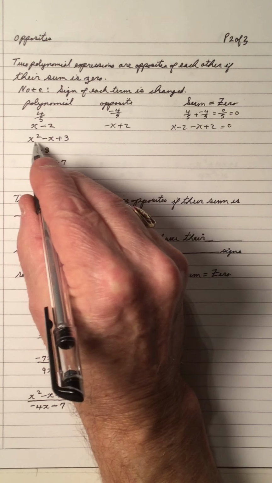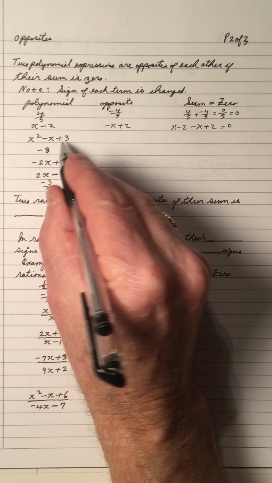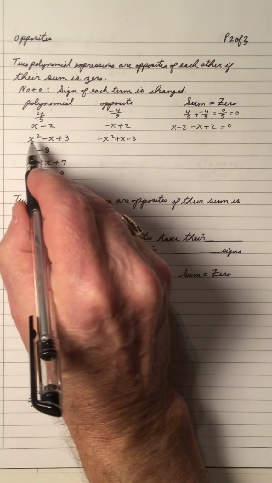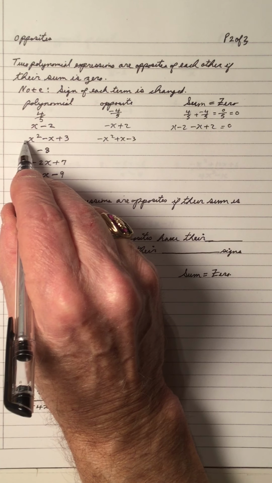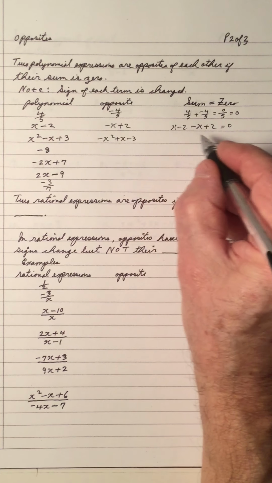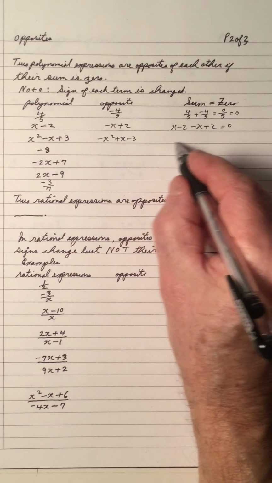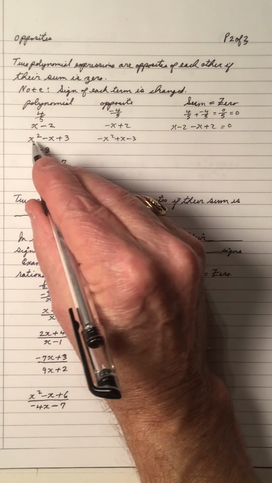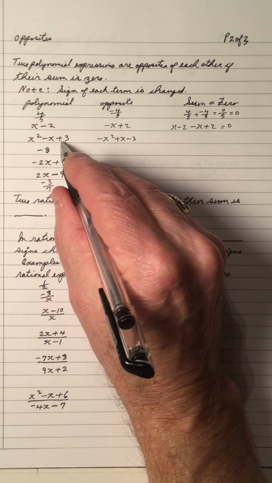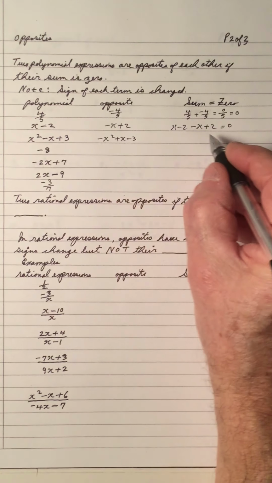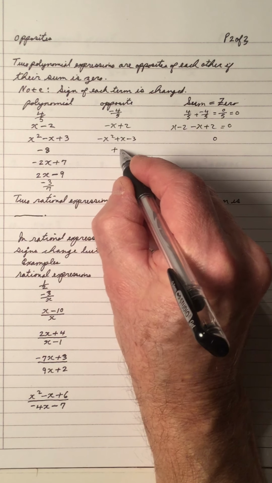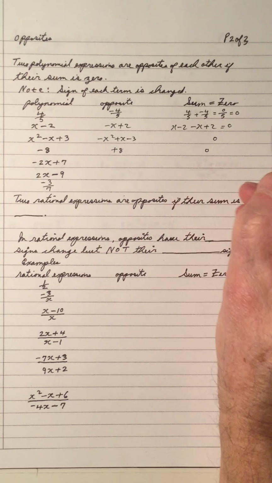And the opposite of x squared minus x plus 3 is negative x squared plus x minus 3. So we change all the signs. Make that a negative, make that a positive, make that a negative. And when we add all those up, I get 0: x squared and negative x squared is 0, negative x and x is 0, positive 3 and negative 3 is 0 when I add. The opposite of a negative 8 is a plus 8. So when I add, I get 0.